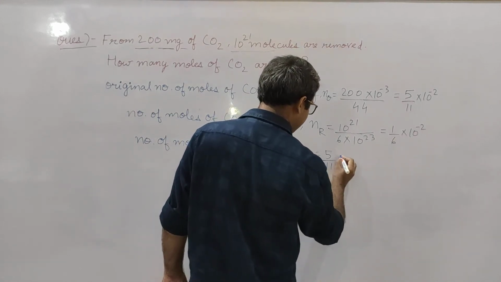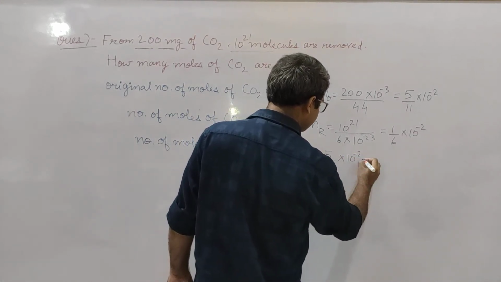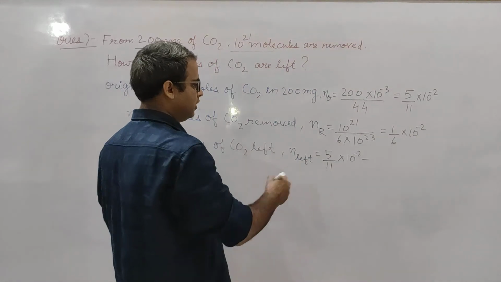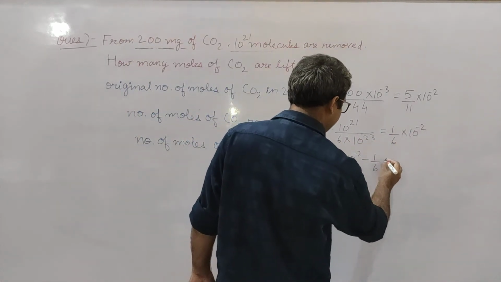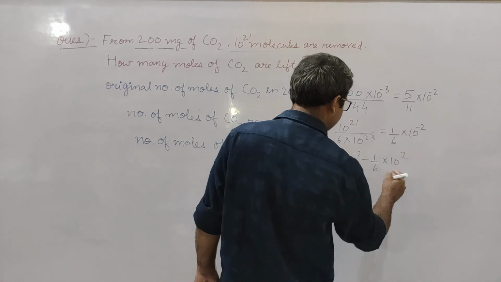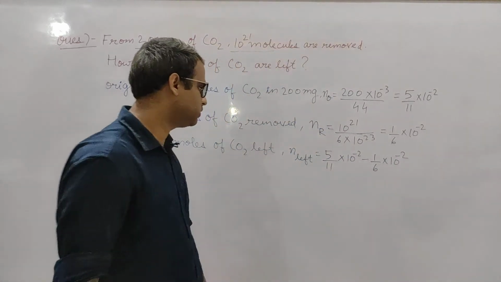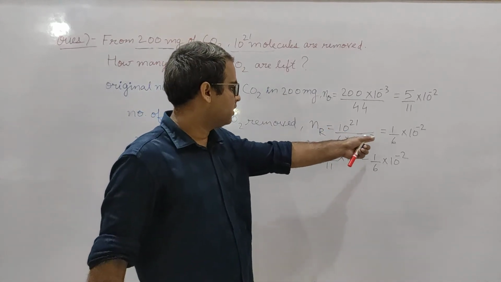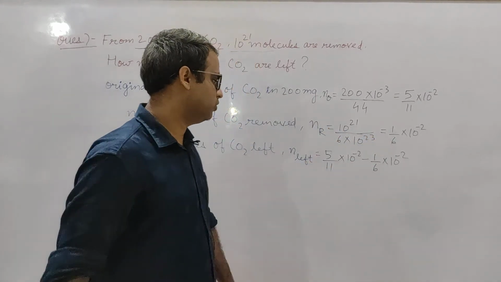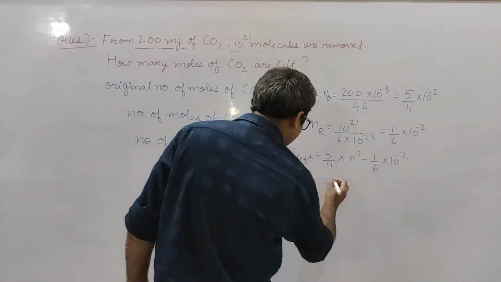So 5 upon 11 into 10 to the power minus 2 was the original number of moles of CO2. And how much have we removed? 1 by 6 into 10 to the power minus 2. Subtract this from the original number of moles, then you will get what is remaining. What will be the remaining number of moles of CO2 after removing this much?